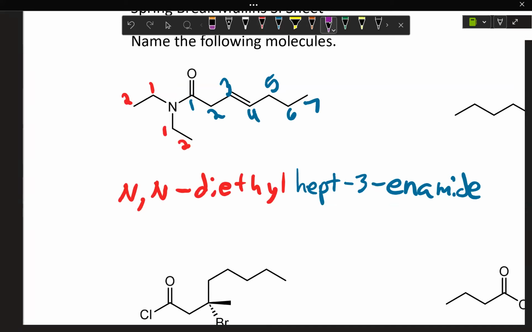And then the last order of business is we have an alkene. We have to identify if it's E or Z, and this is E, since both priority groups are on opposite sides of each other. So then we're going to list it as E. So that's the full name. E, and then N,N-diethylhept-3-enamide.